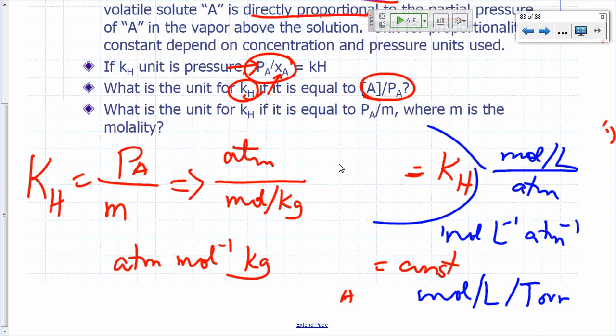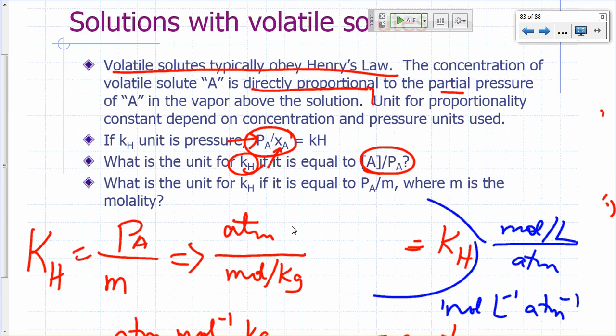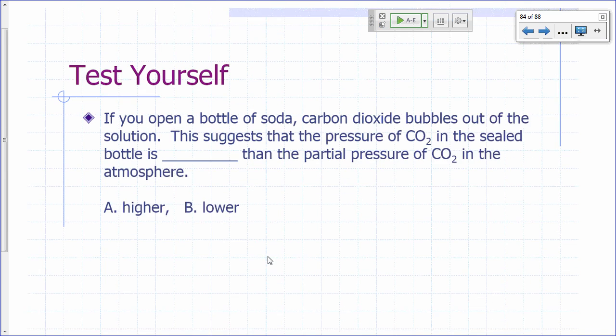Okay? So anyway, what this is saying is the higher the partial pressure, so the more concentrated the solute is in the gas phase, that means the higher its concentration. So the higher the partial pressure in the gas phase, the higher the concentration in the solution. That means the more soluble it is in your solution. Okay. So let's look at an example.